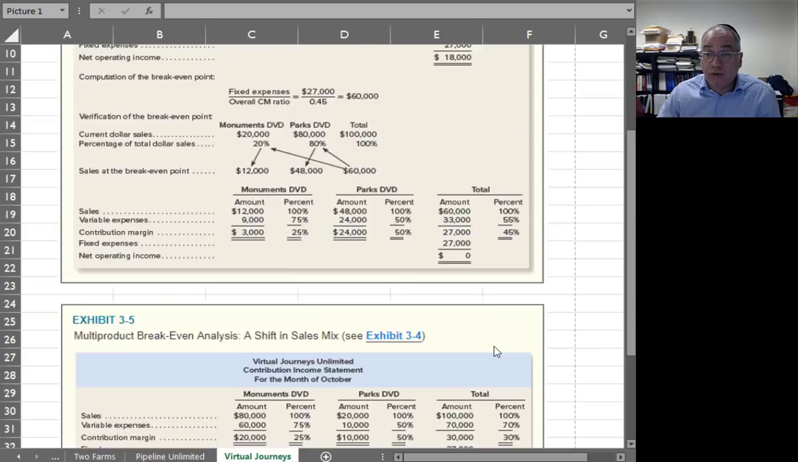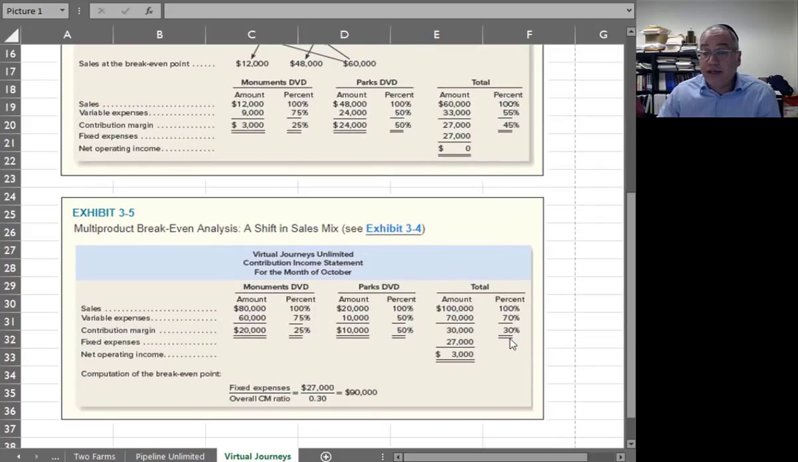Average contribution margin would go down from a very nice 45% down to 30% because monuments are less profitable than parks. Minus fixed expense of 27,000 would give you net operating income of 3,000, and your break-even point would be 27,000 divided by 30%, or $90,000. It would go down from 100,000 to $90,000. So if you have multiple products, you're going to have these complications to take into account, and they would usually assume a certain weighted average of sales between the two different products or more. You could have 10 products, and if your sales mix changes, then this is going to be thrown off.